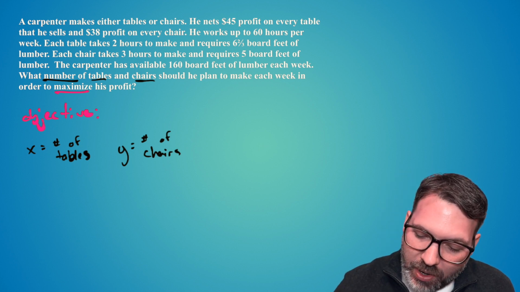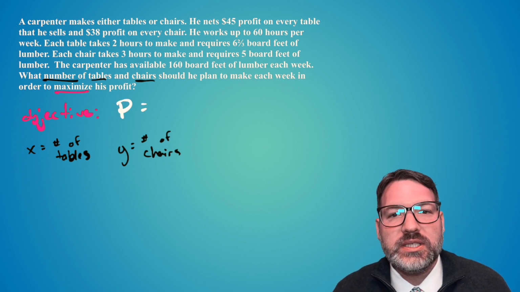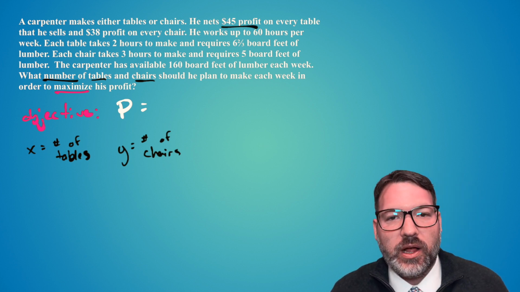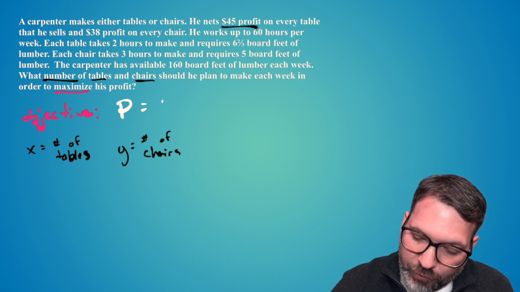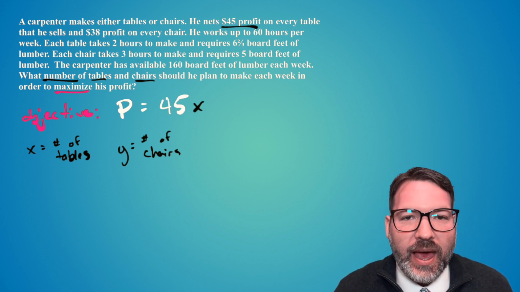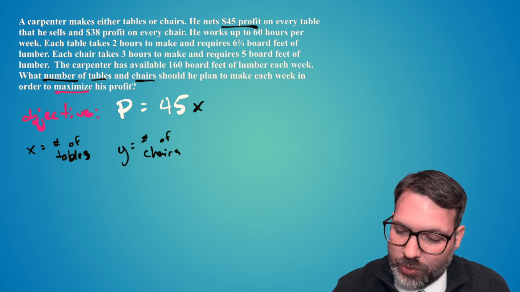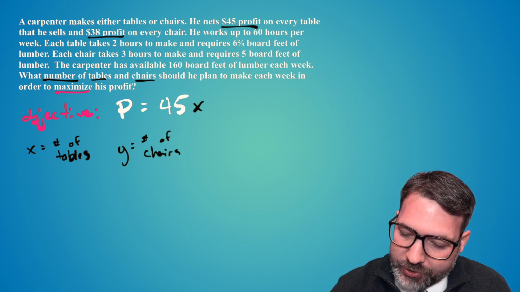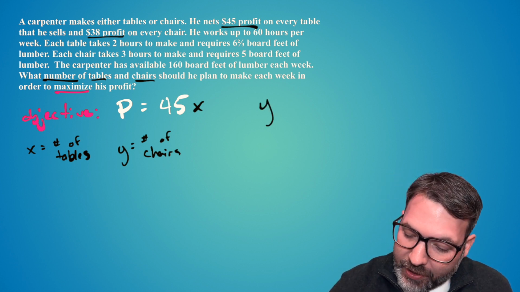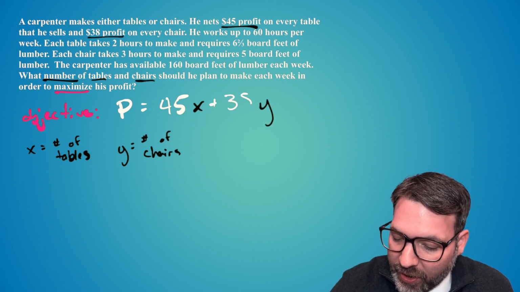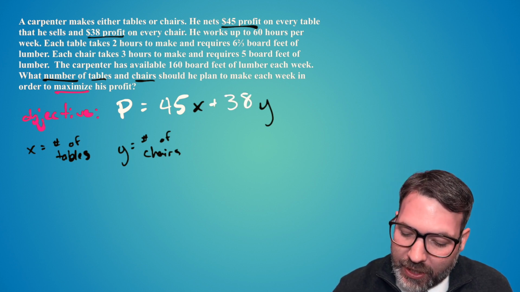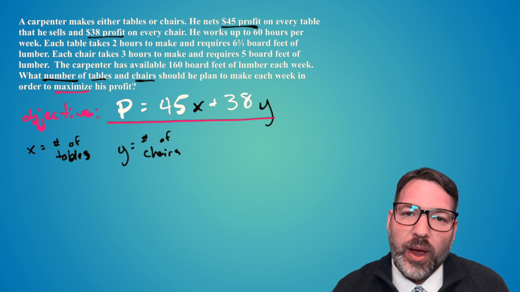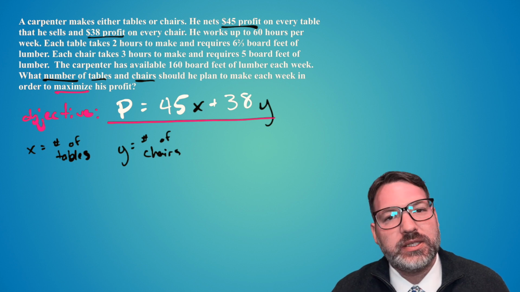We are trying to maximize P, profit. Every time we sell a table, one of those X number of tables, we make $45 profit. And so that's going to be 45 times X, whatever that unknown number of tables is that we create. Of course, we also know that the carpenter makes $38 of profit on all of the chairs. Again, we don't know how many chairs. We've called that number of chairs Y, but for whatever that is, we make $38 each time. And so that is our objective. We are trying to maximize profit, and the way we calculate profit is 45X plus 38Y.